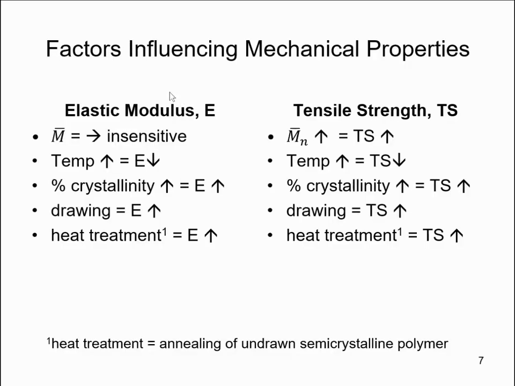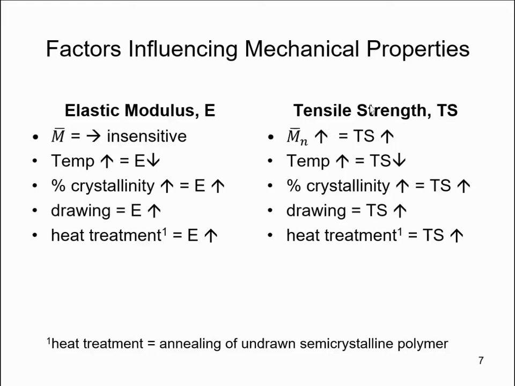Okay, so I thought I would just end with this summary slide for your information. Some factors that affect the mechanical properties of polymers. In this case, we're just looking at that stiffness, elastic modulus, and the tensile strength. You can see the molecular weight here. The elastic modulus is relatively insensitive to the molecular weight. So the length of the chain is not really affecting the local regions that are being stretched, and so it's not very sensitive to that.